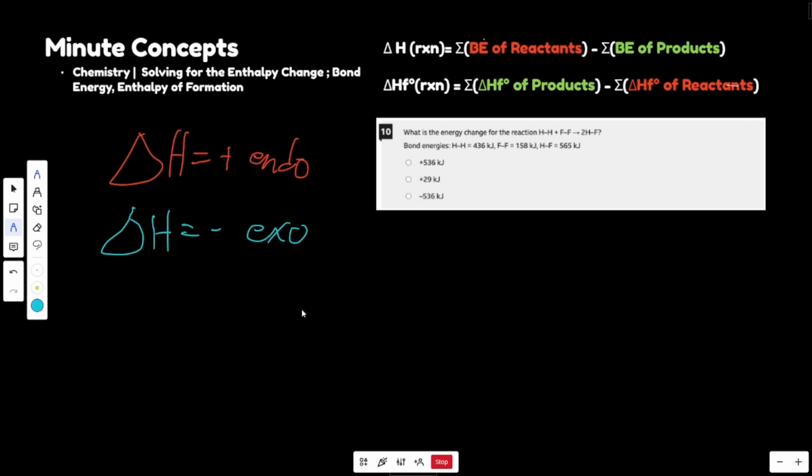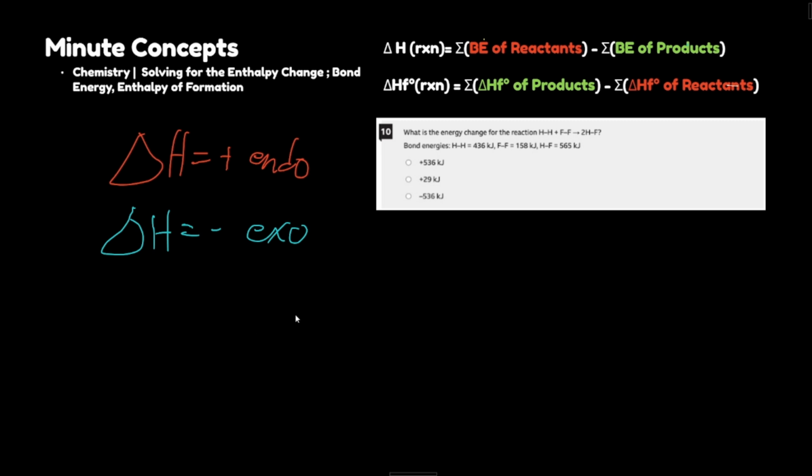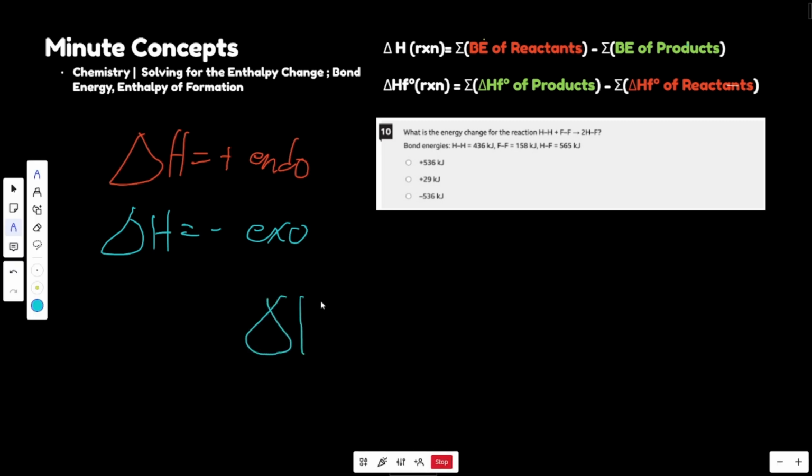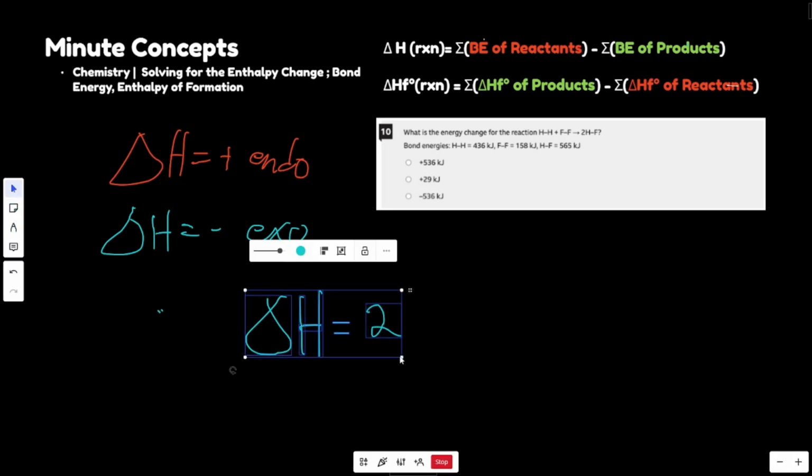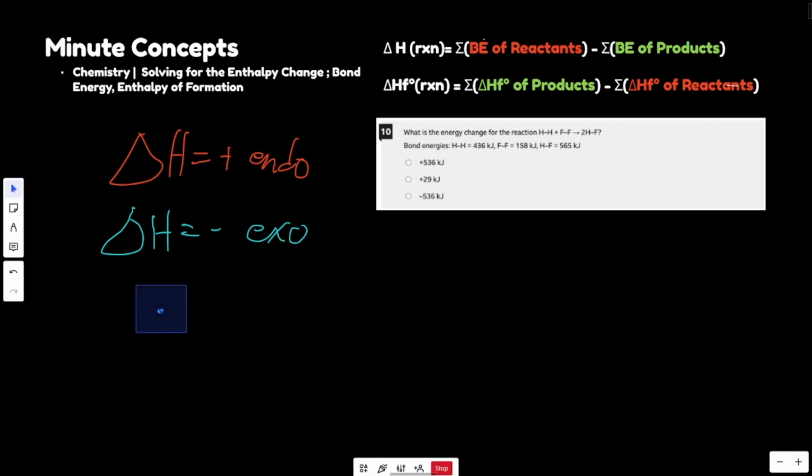Now, how do we solve for enthalpy when we're not given just straight up the enthalpy of the reaction is 2? Well, obviously it won't be 2, but you get the idea. There's two common ways, and these ways are actually what the last method circulates itself around. Now, first is bond energy. So what is bond energy?